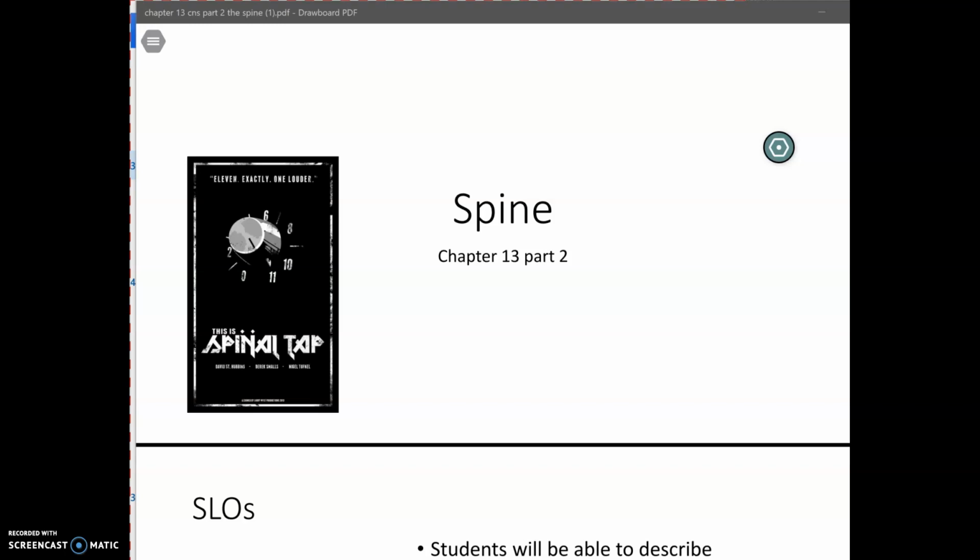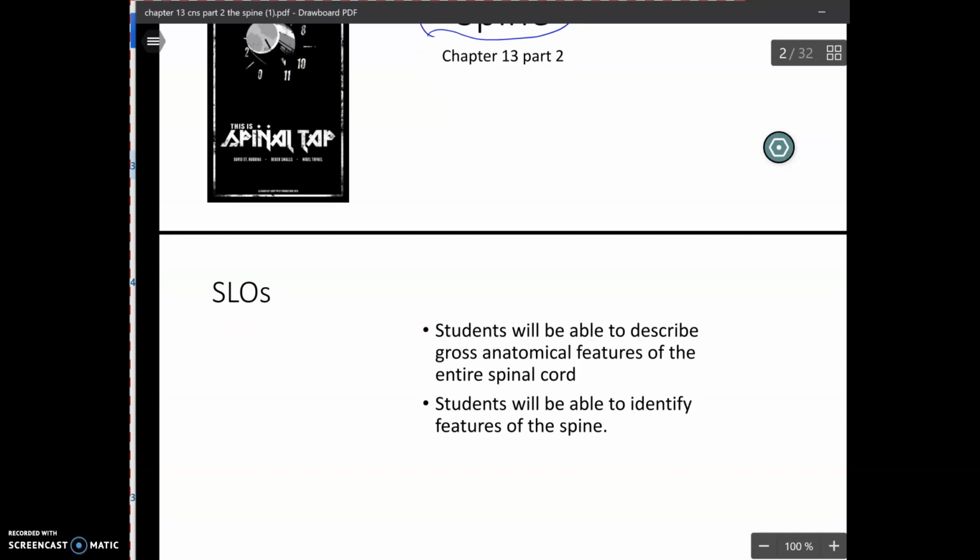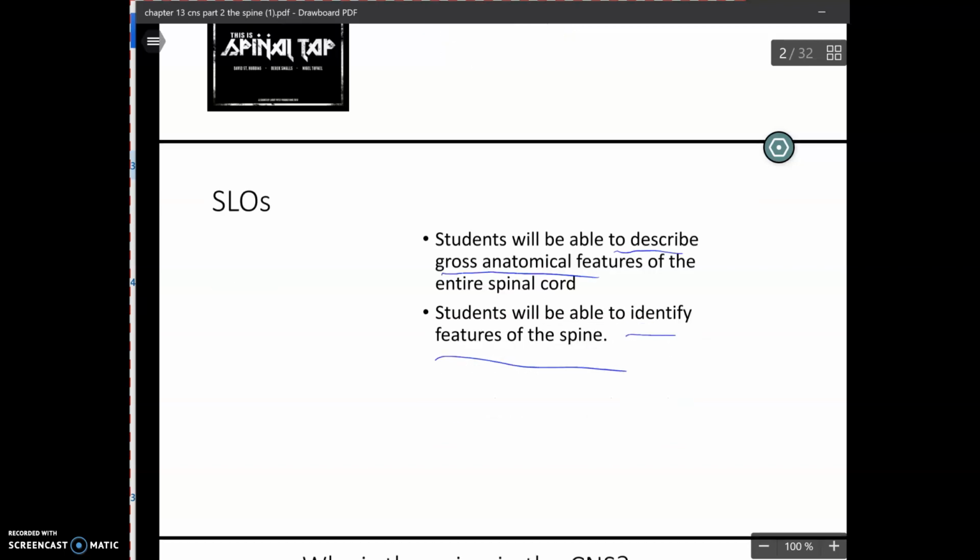Welcome to our second lecture on the central nervous system. Today's lecture, we'll be focusing on the spinal cord. So, why is the spine the central nervous system? We'll answer that question in a second. Our learning objectives are to describe the spinal cord and to identify features of the spinal cord.